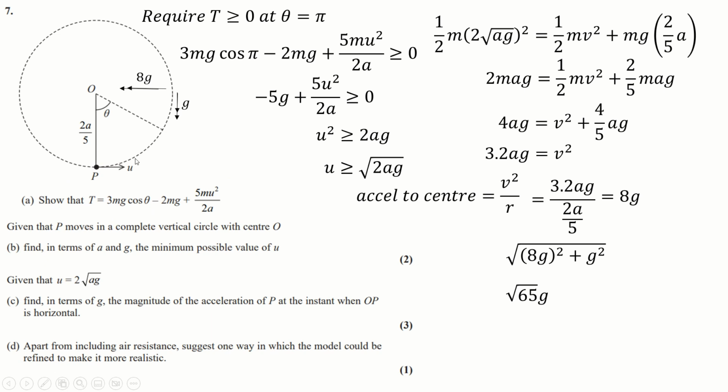You could have set theta to be pi over 2, and used this formula again to work out the tension, and then used F equals ma to get the acceleration. But anyway, apart from including air resistance, a way you could make it more realistic is you could model the particle as actually having dimensions and not be a particle. It's a very standard response to that, so that's good.